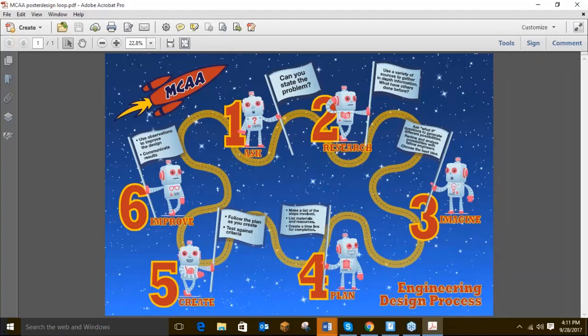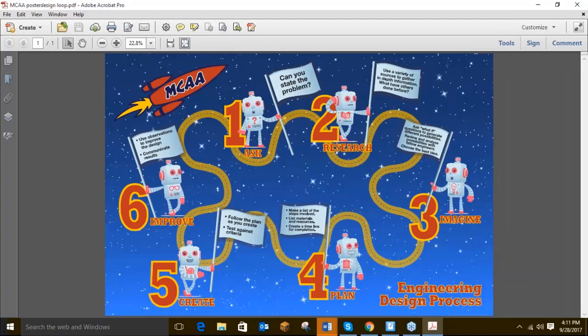So this is actually one that we have hanging in all our classrooms at our school, and 3 of our students collaborated together to create this poster. Can you state the problem? Use a variety of sources to gather in-depth information. What have others done before you? It takes them through the imagine process, generating different ideas, different questions, and then the plan.